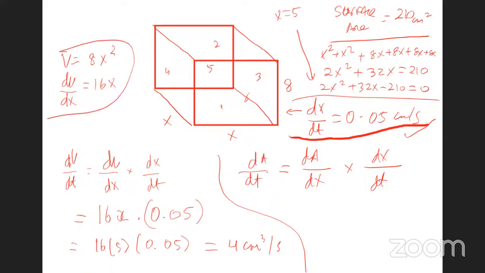How did I get that 8x squared? How do you find volume? Right? So what's the length and the height and the width?